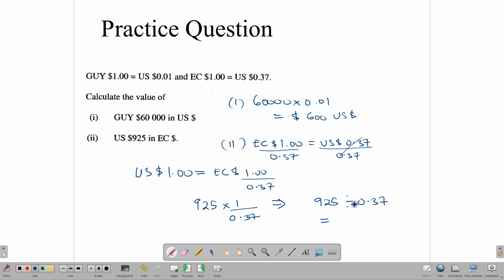So 925 divided by 0.37, you punch that into your calculator, and it will tell you that the amount of EC dollars that you get would be 2,500. So these questions come up on your paper 2 mostly, but they do come up on the multiple choice paper as well. So you should be aware that they appear on both papers.